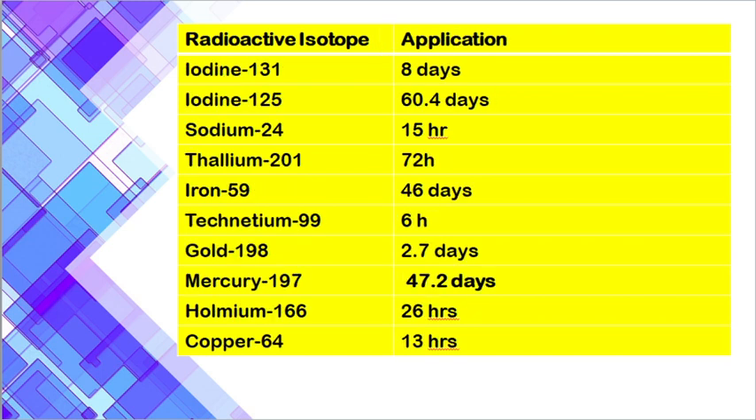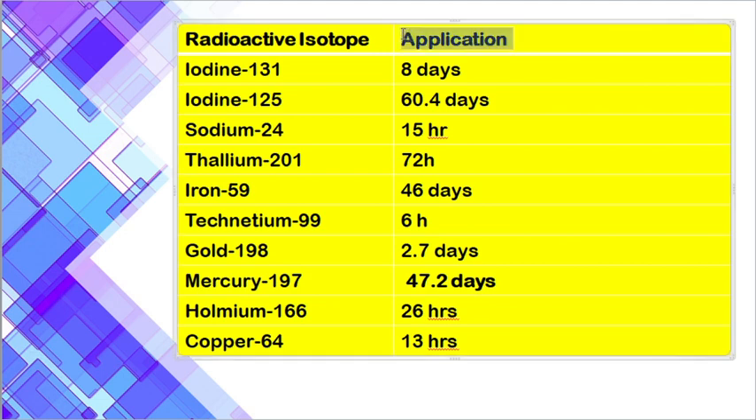Next, regarding half-life, the half-life of iodine 131 is 8 days, and the half-life of iodine 125 is 60.4 days, and the half-life of sodium 24 is 15 hours. So that's why they are used for studying blood circulation and heart pumping function.